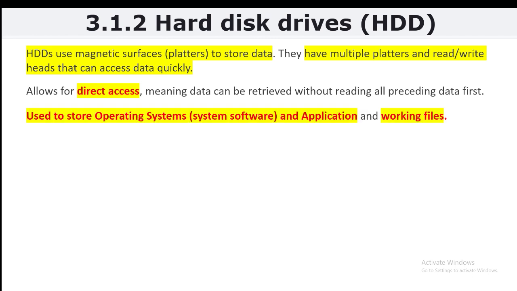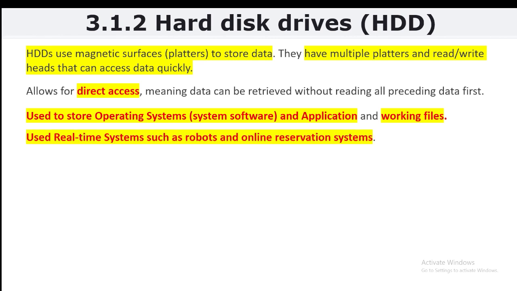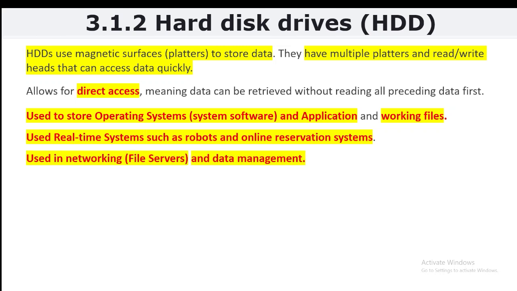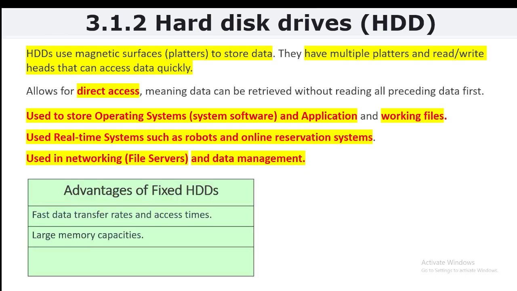Now, they are used to store operating systems, applications, and working files. Again, they are used in real-life systems such as robots and online reservation systems. They can also be used in networking for file servers to store large amounts of files and for data management.